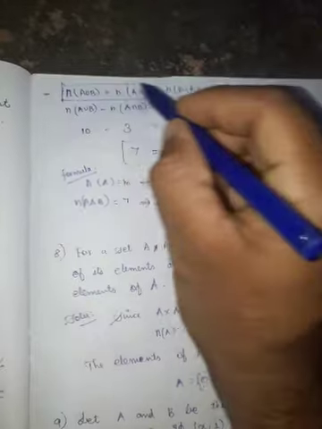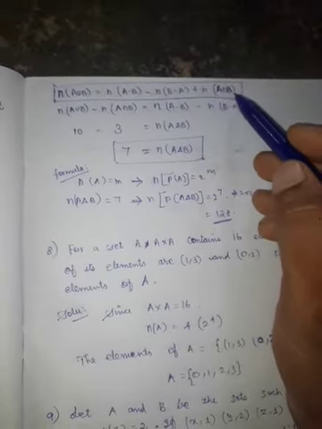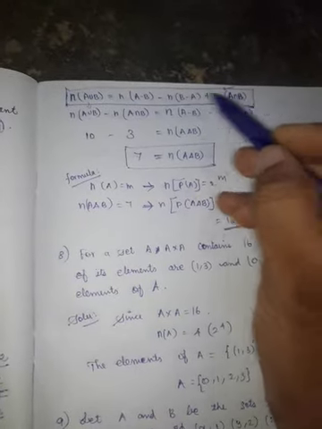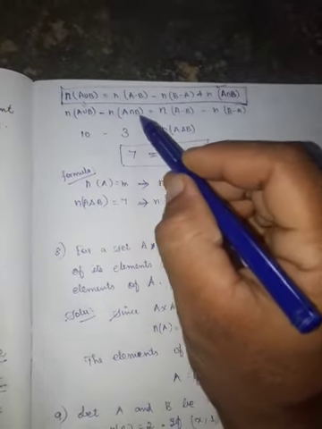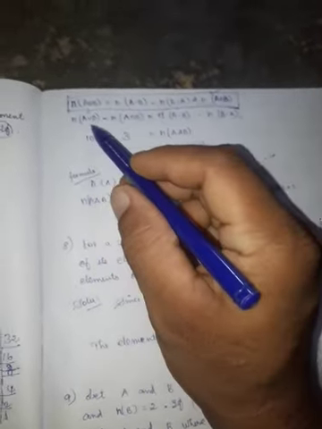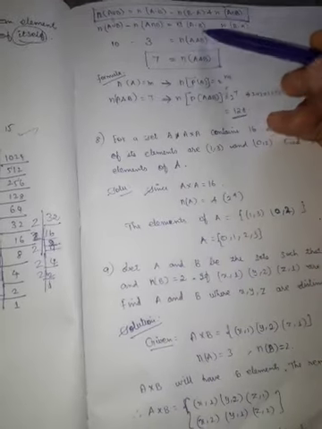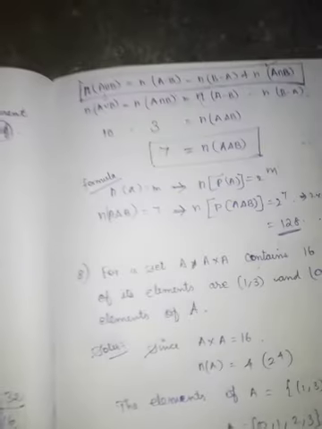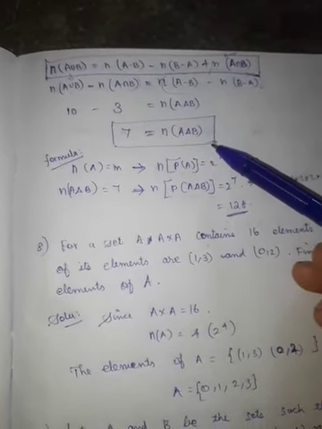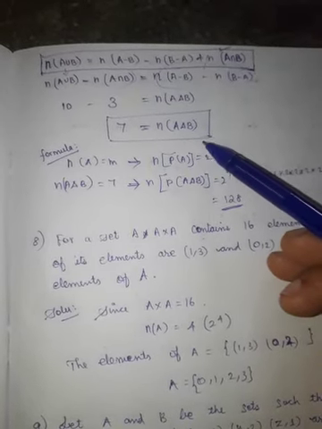Number of A union B equals number of A minus B plus number of B minus A plus number of A intersection B. Keep this on the left-hand side, and this one moves to the left-hand side, so plus becomes minus: number of A minus B plus number of B minus A equals number of A union B minus number of A intersection B. Substitute the given values: number of A union B is 10, number of A intersection B is 3. So 7 equals number of A symmetric difference B.